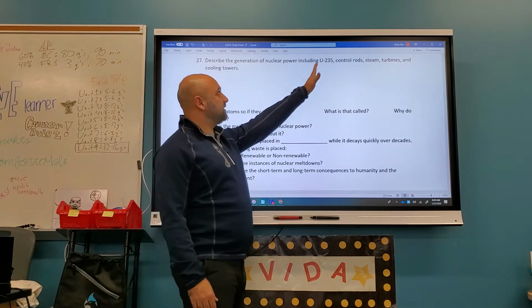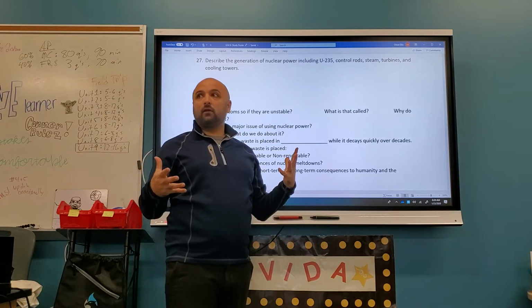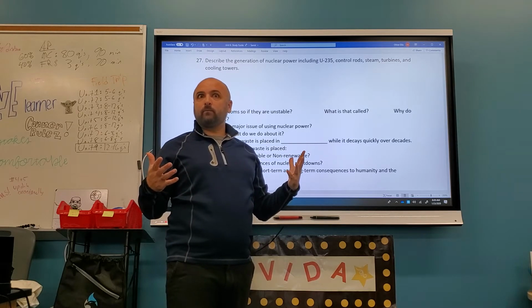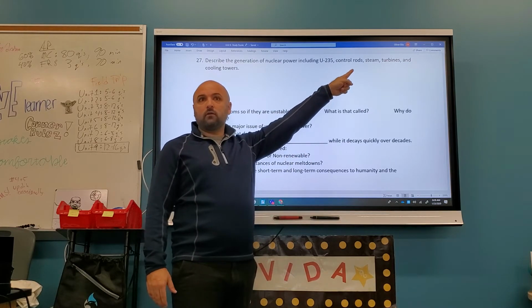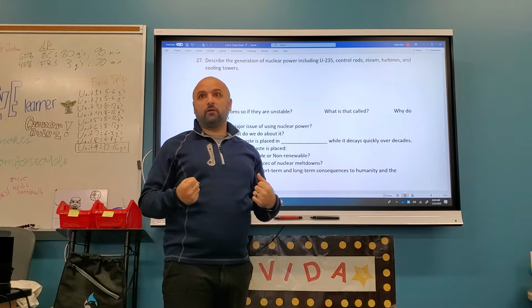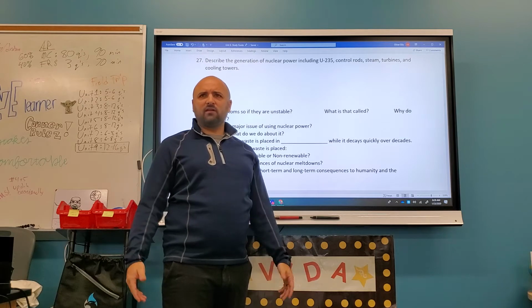But now what I want to talk about is this. It goes through that and it starts going uncontrollably hot real fast. So we don't want that. So what do we use to slow that? Control rods. Control rods are inserted because they absorb free neutrons. As a result, they soak up the neutrons and prevent the reaction from going faster. Does that make sense? Yes.